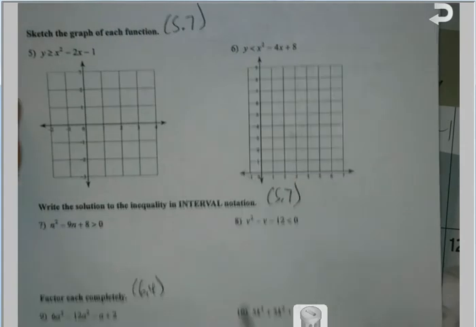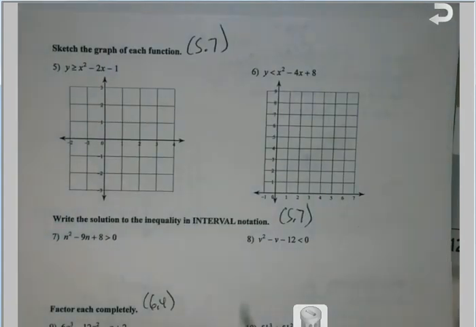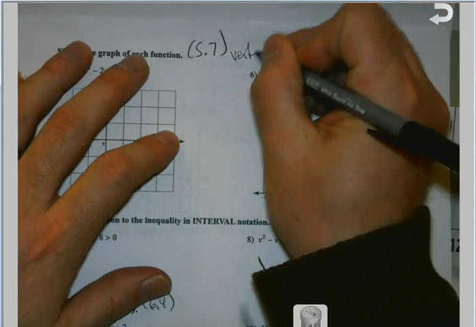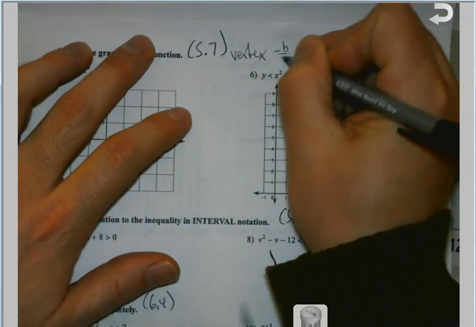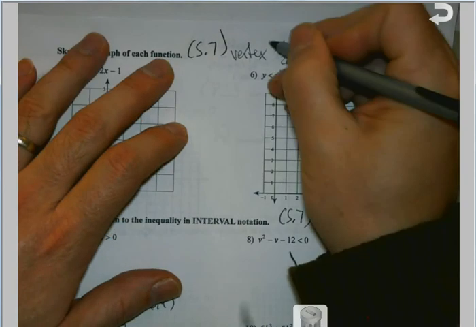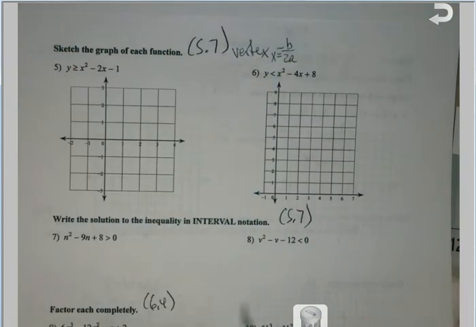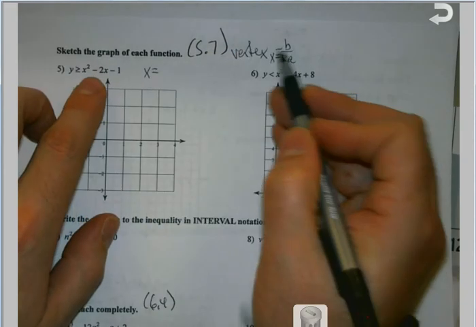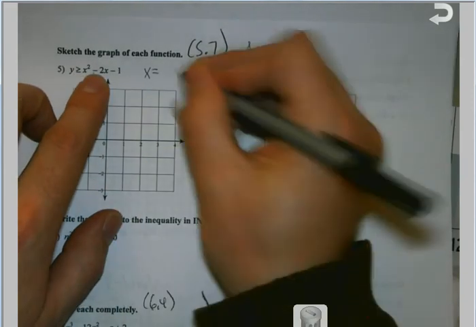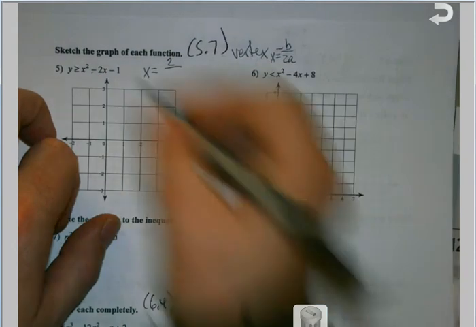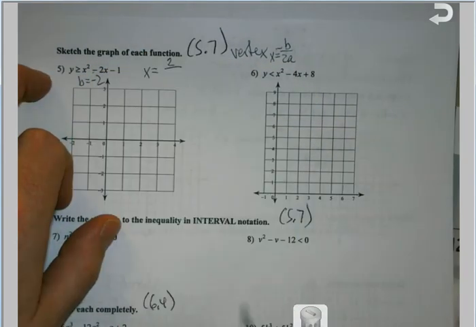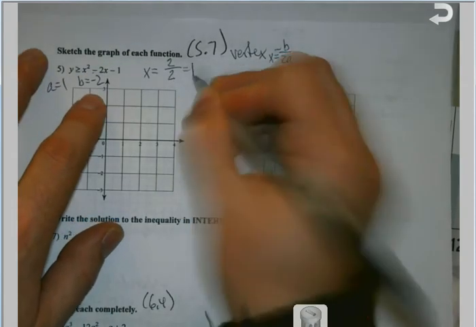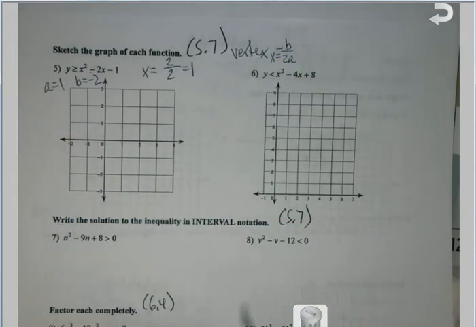Let me flip over. Okay, sketch the graph of the function. Now, when I'm over here, we have a vertex issue again. But this time, to find my vertex, I use negative b over 2a. This is going to get me my x value. So for instance, if I'm looking at this one, the opposite of b, the opposite of negative 2, is positive 2 over 2 times a. My a value is 1. So x is 1.